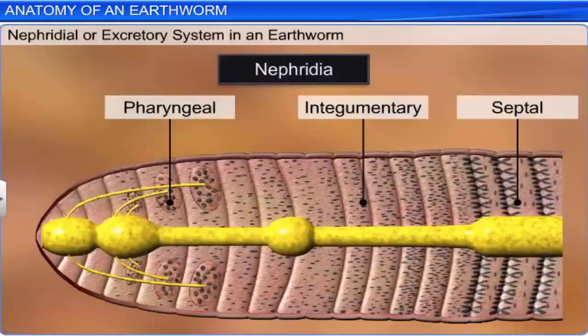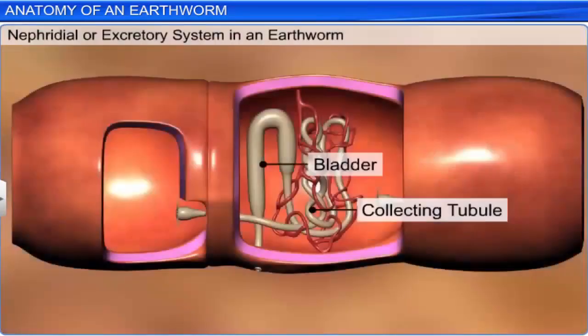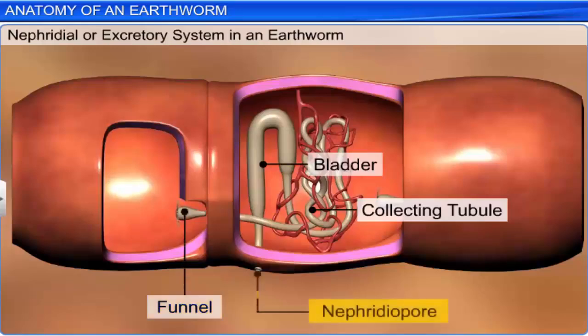All three types of nephridia have similar structures and regulate the volume and composition of body fluids. Each nephridium has a funnel that collects excess coelomic fluid. This funnel links to a tubular part of the nephridium from where waste is discharged through nephridiopores.